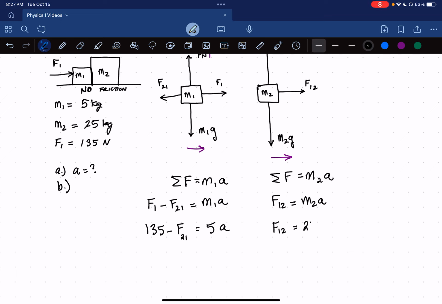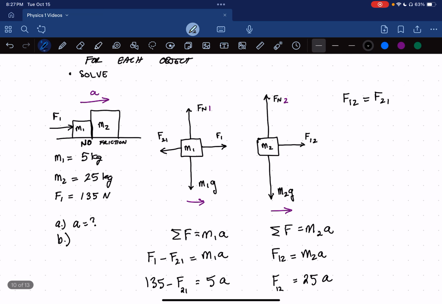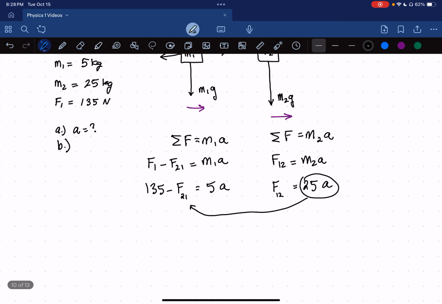We know mass 2 is 25, and this is a. And again, we have two unknowns. We can't proceed. And so the trick for these types of problems is we're going to substitute. We're going to take what we know about force F1 equals force 2 on 1. In other words, this force and this force are the same force, the same magnitude. And so we're going to take this expression here and plug it into this equation.